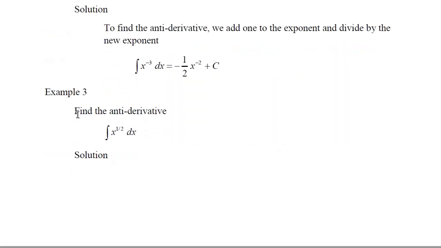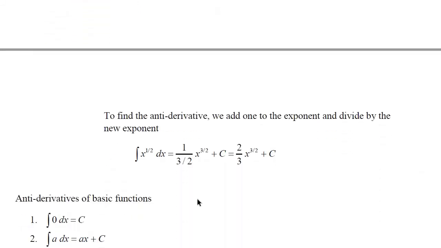If we have something like this, find the antiderivative of x to the 1/2 exponent. Now, if you recall, a 1/2 exponent was the same thing as a square root. And if you also remember from our derivative rules, we did not like working with square roots or cube roots. We like turning everything into fractional exponents. Well, the same thing is going to apply here for antiderivatives.